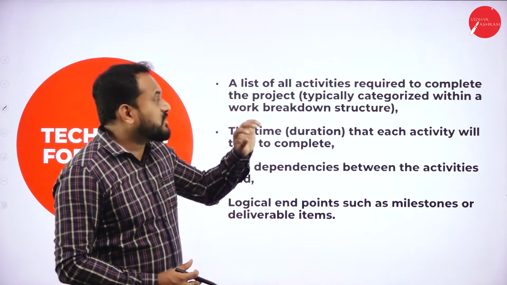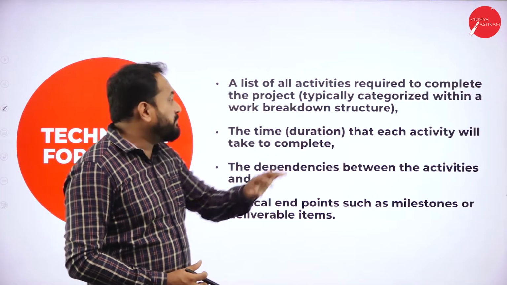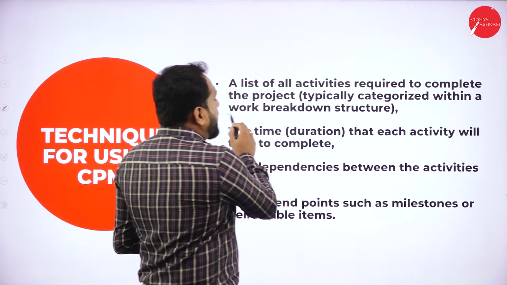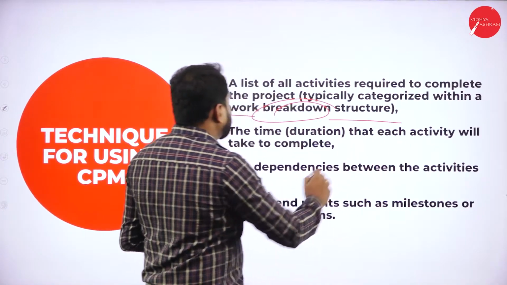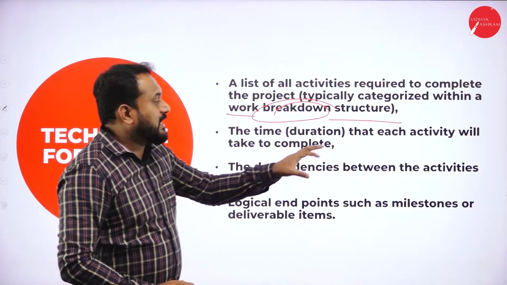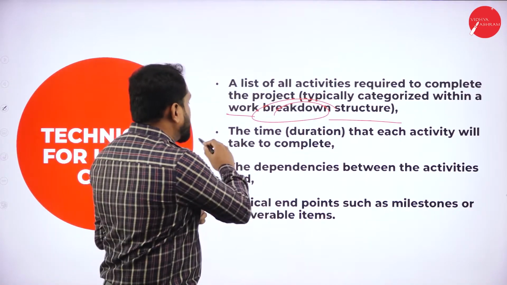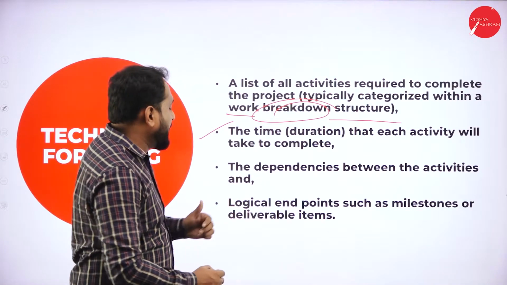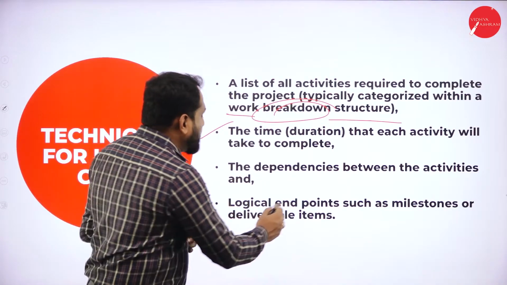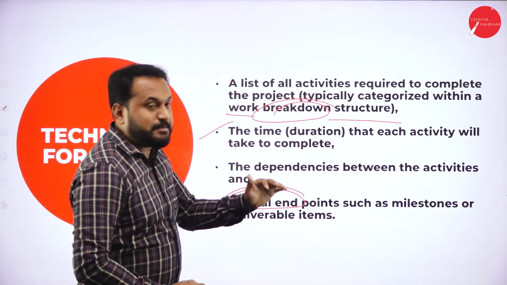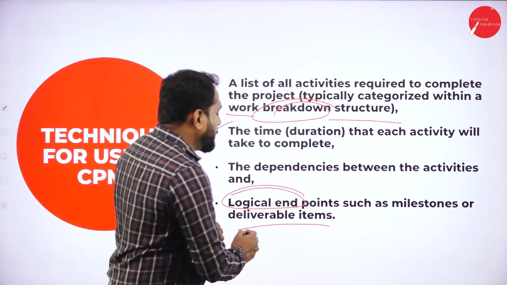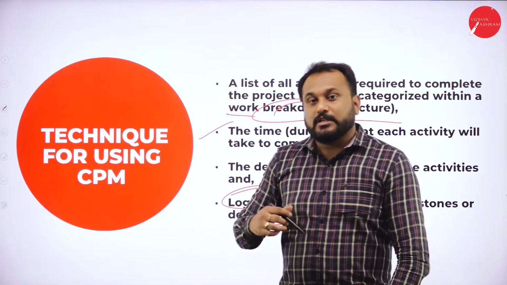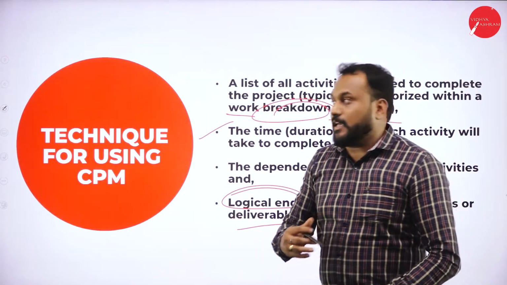The first one is a list of all activities required to complete the project, typically categorized within a work breakdown structure. The time, that is duration, that each activity will take to complete. The next is the dependencies between the activities, and the last one is logical endpoints such as milestones or deliverable items. So these are the techniques which are used while preparing CPM.